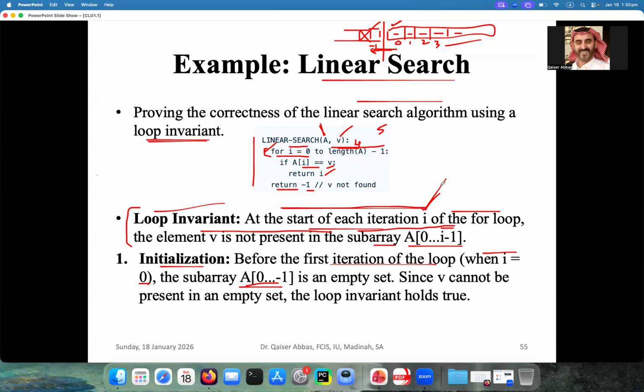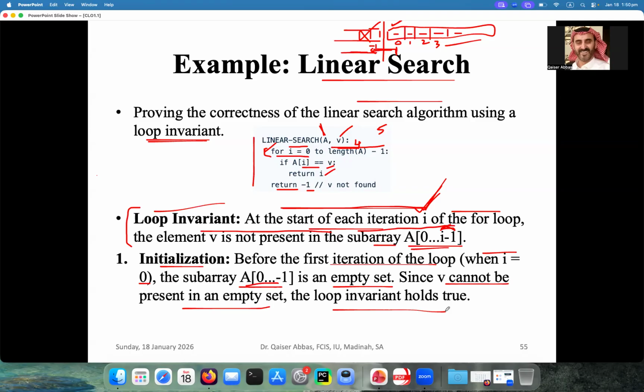So with i equal to 0, my subarray would be what? If you do 0 minus 1, you will have minus 1. This is your subarray, and that subarray is what? It is an empty set. Nothing is there. Which means my element V is not present in that empty array when we are starting the loop from 0. So what does it mean? It means the loop invariant is true or not?